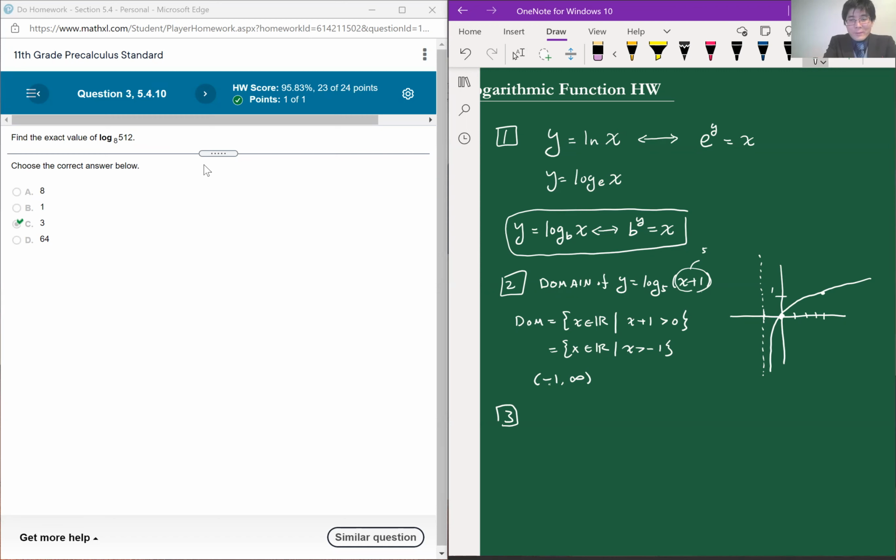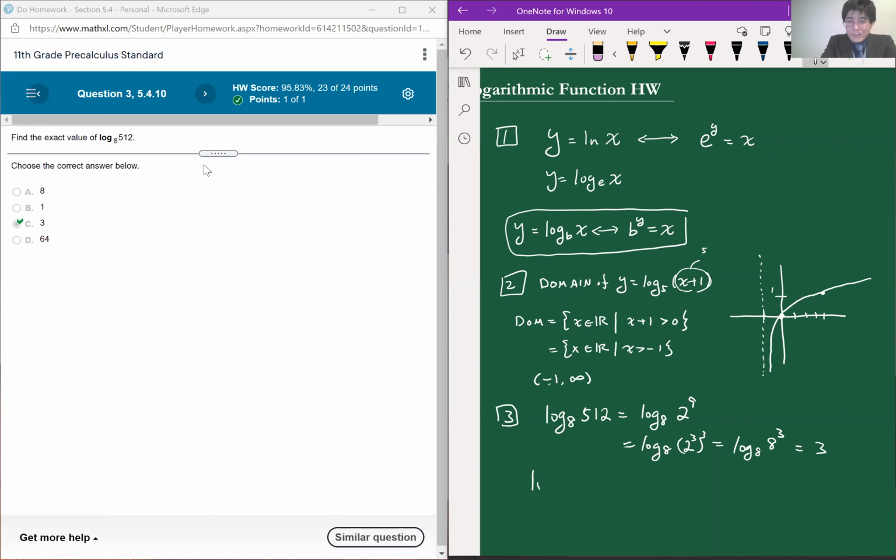Find the exact value of log of base 8 of 512. When you see 512, we can rewrite that as 2 to the power of 9. 2 to the power of 9 is the same thing as 2 cubed to the cube. So it's going to be log of base 8 of 8 cubed. And this is actually equal to 3.